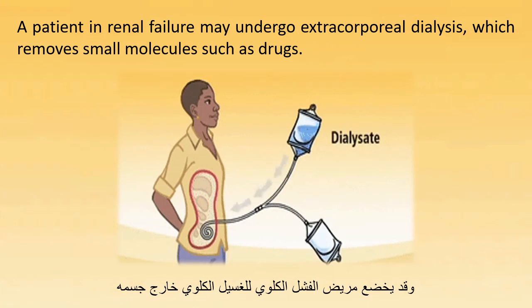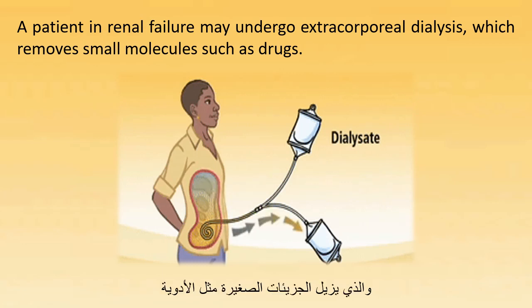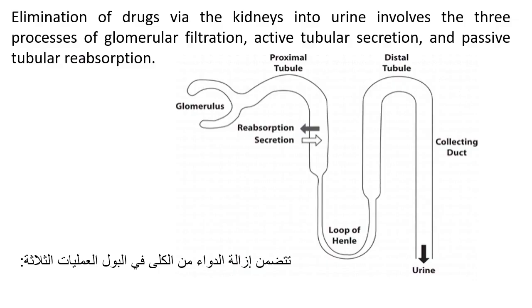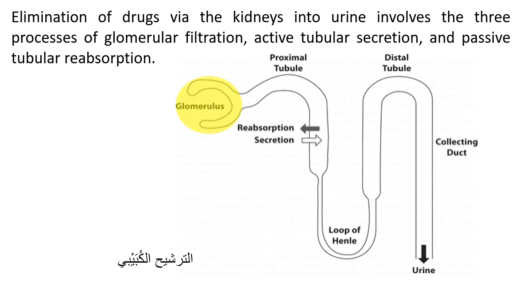A patient in renal failure may undergo extracorporeal dialysis, which removes small molecules such as drugs. Renal elimination of a drug. Elimination of drugs via the kidneys into urine involves three processes: glomerular filtration, active tubular secretion, and passive tubular reabsorption.